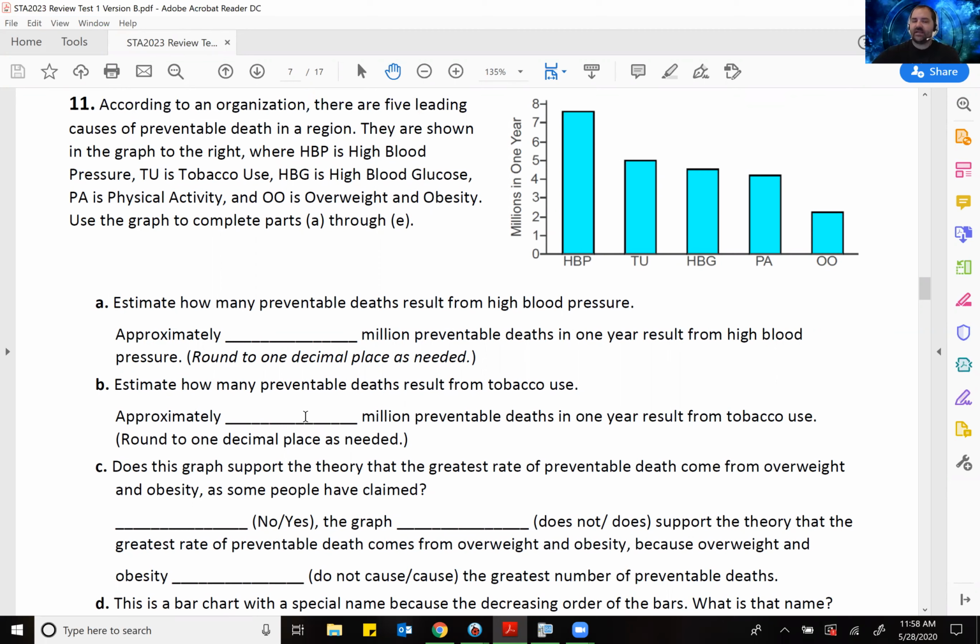So your best guess, what do you think? Maybe like 7.5. Yeah, it does kind of look halfway, right? Maybe 7.5, 7.6. I would accept either one of those answers.